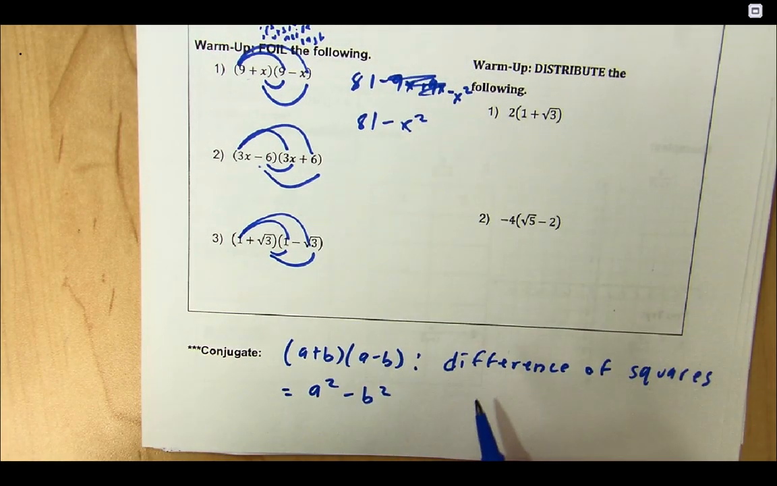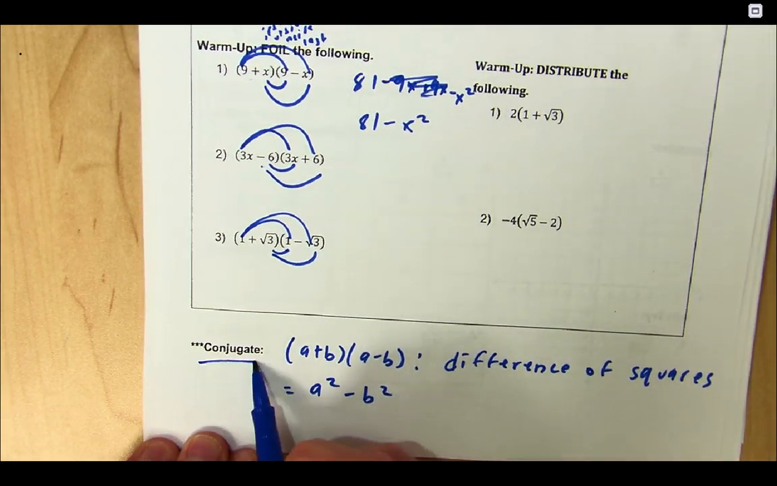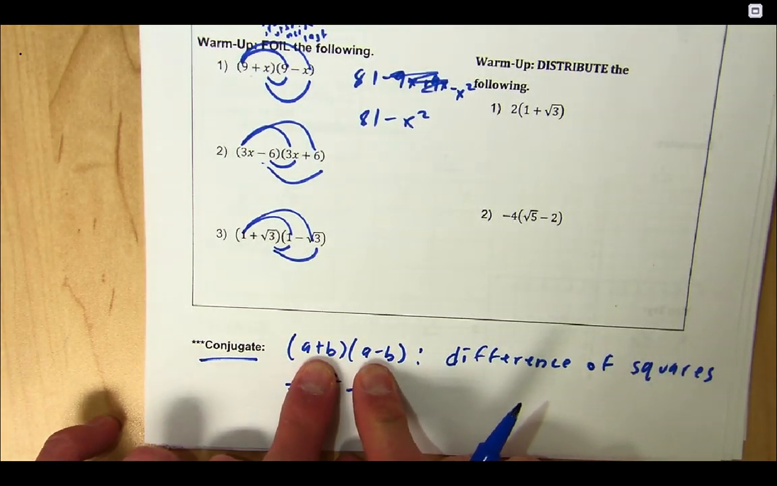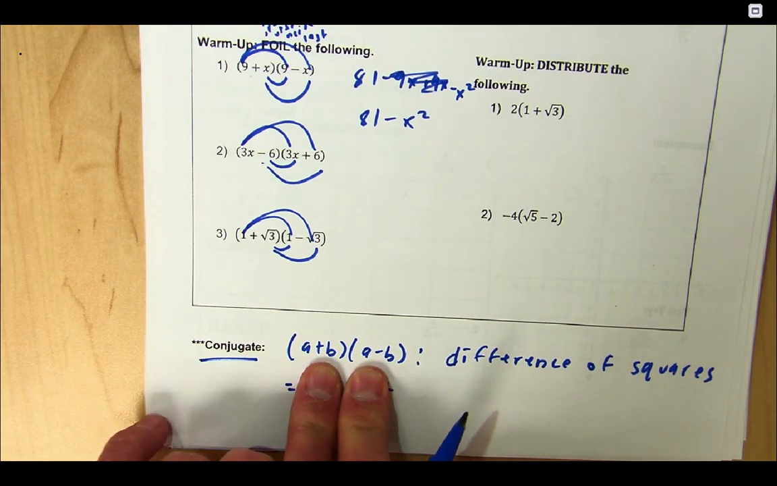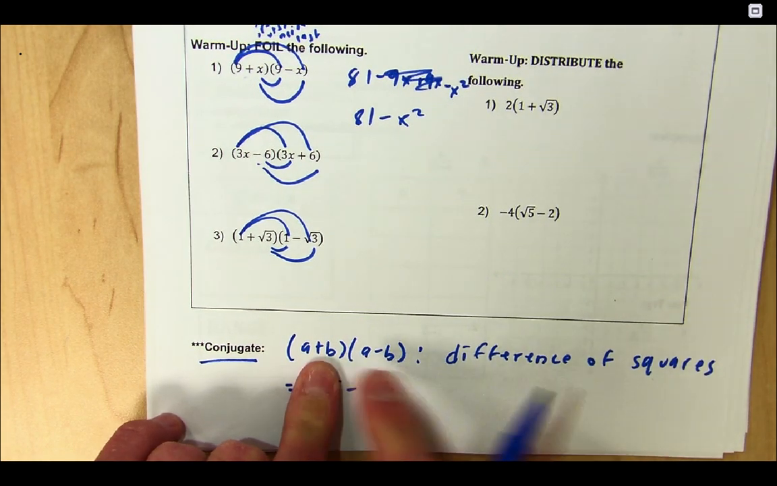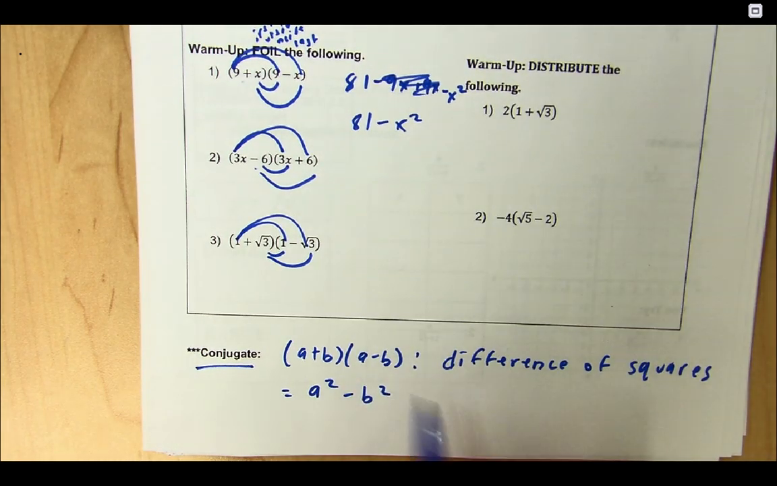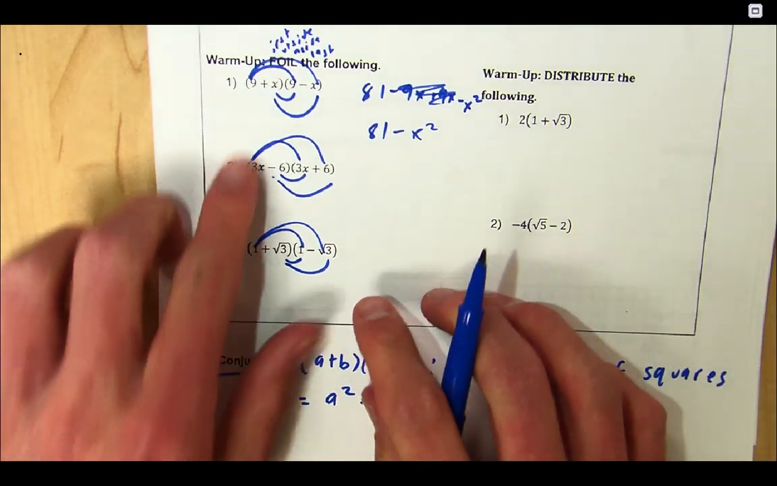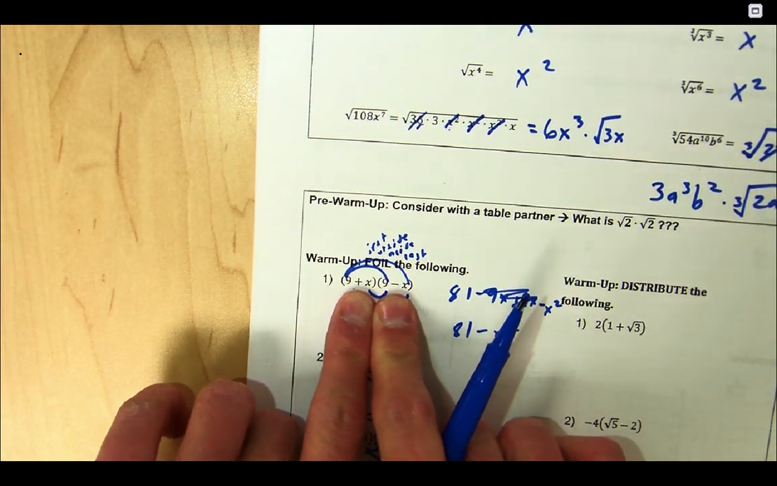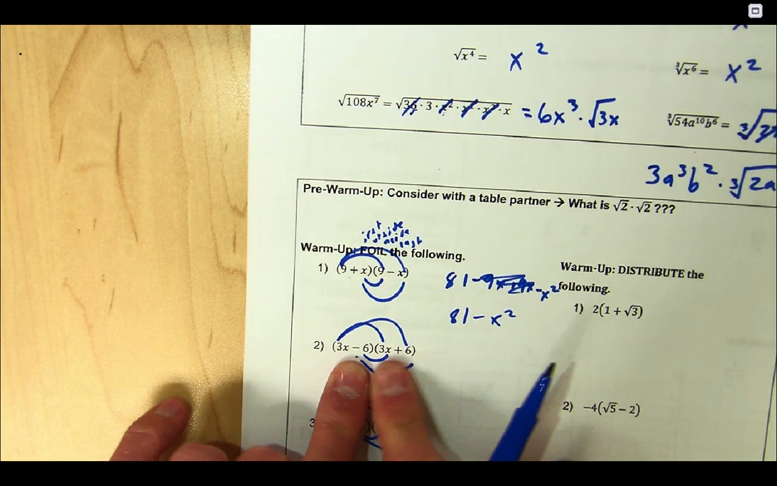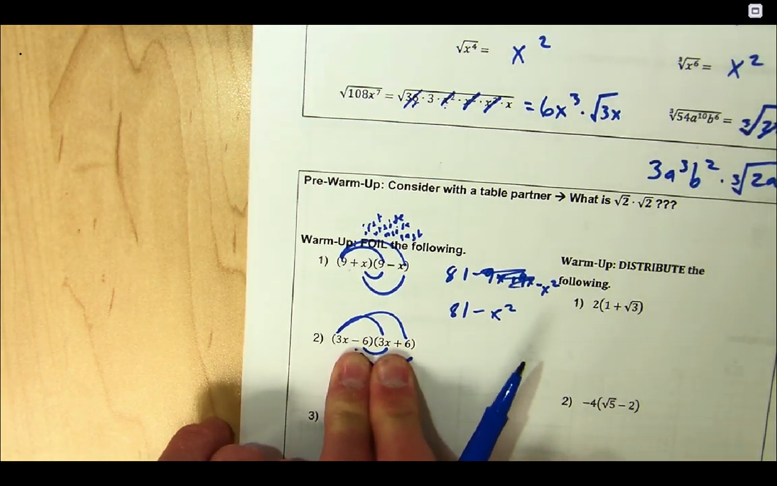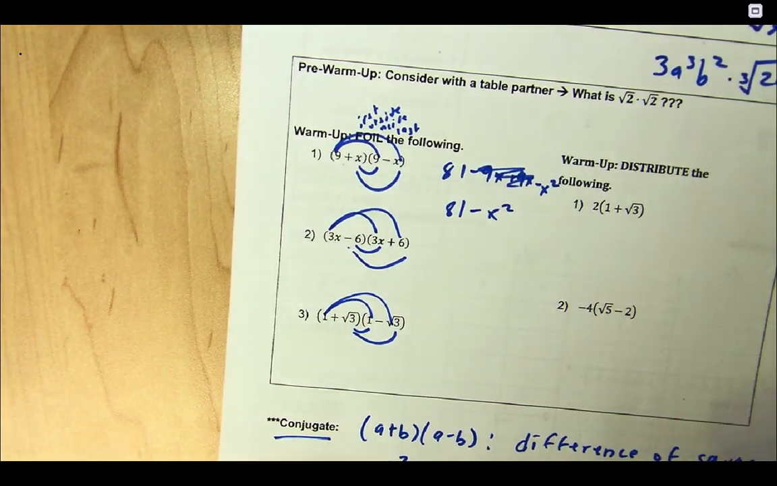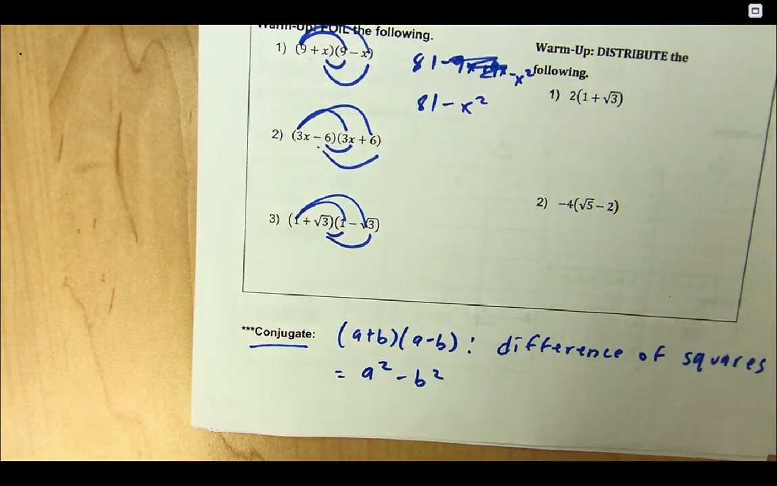And there's a fancy name for this, and the fancy name for this is conjugate. These two things right here are called conjugates. And basically all that means is they're conjugates because one is a plus b and the other is a minus b. So a plus b and a minus b are conjugates of each other. 9 plus x and 9 minus x are conjugates of each other. 3x minus 6 and 3x plus 6 are conjugates of each other. You have one addition, one subtraction, and so since these middle terms are canceling out, they would be conjugates of each other.